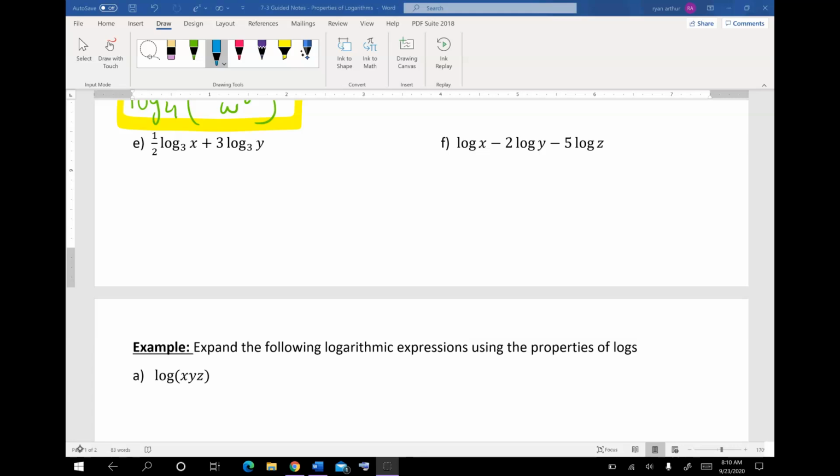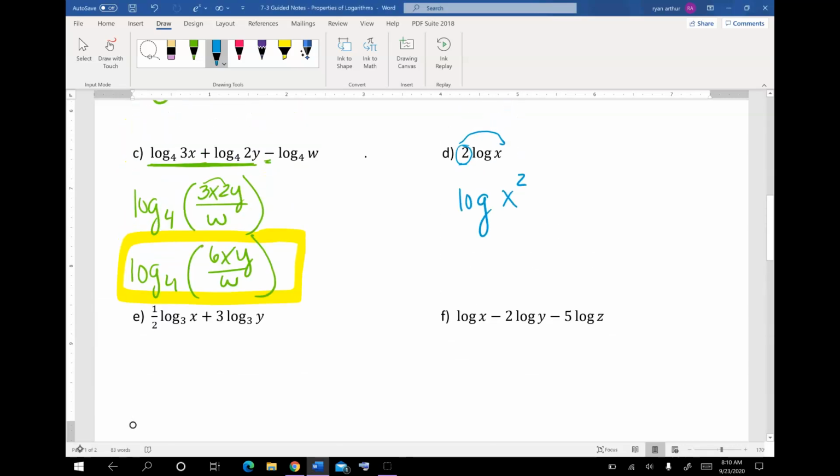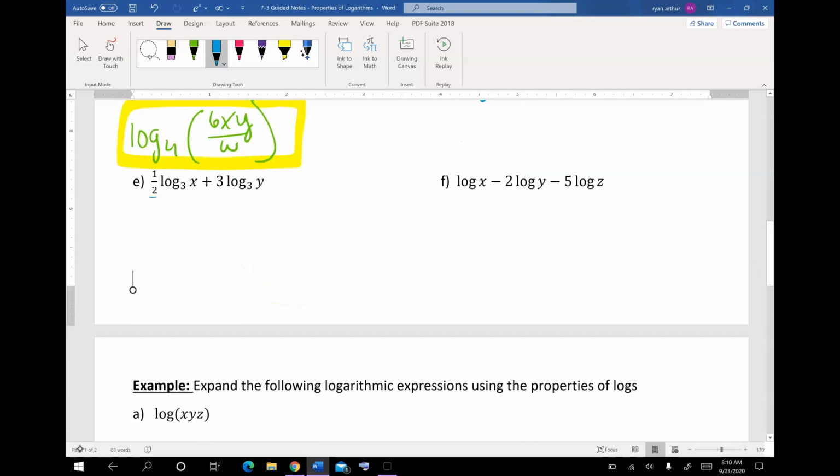All right, let's keep going. So this one's going to do a little flashback to Math 2, but we'll get there. Now, I want to condense this. So I know I'm going to have one log as my final answer. Now, before you can condense, remember I told you before you can solve, you have to get rid of any number in front of log. Anytime you have a number in front of log, you have to get rid of it before you can condense it. So I'm going to move all of these front numbers back as exponents, and I'm going to have log base 3 of x to the 1/2 plus log base 3 of y cubed.